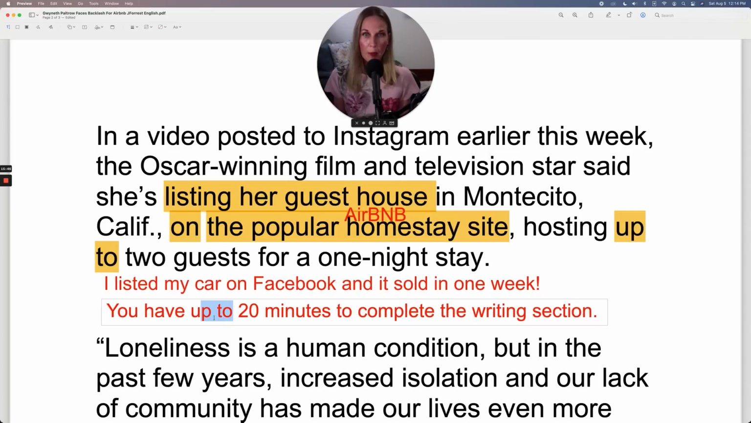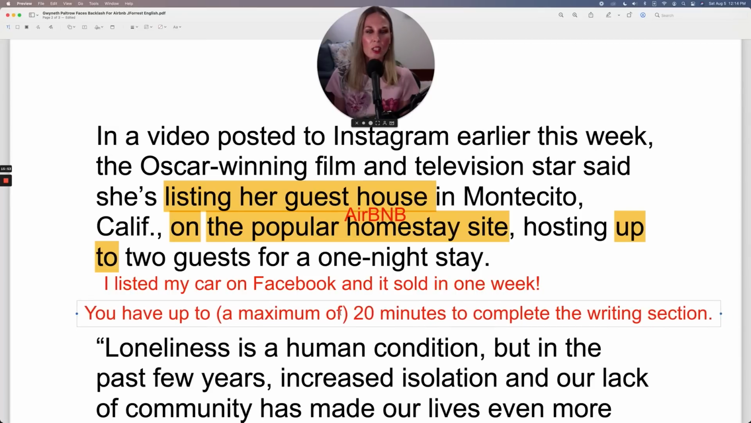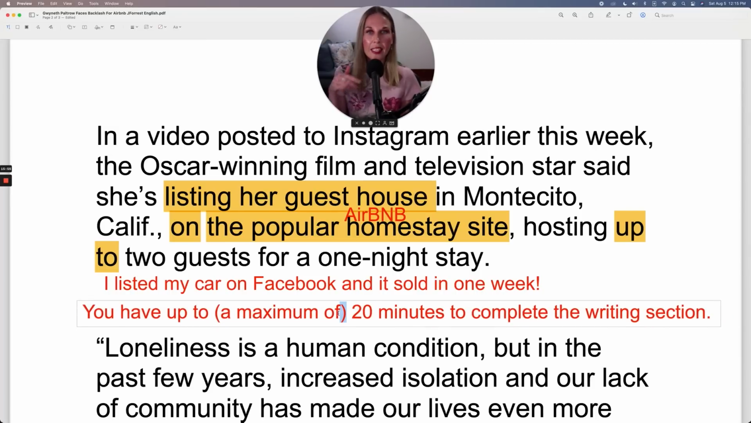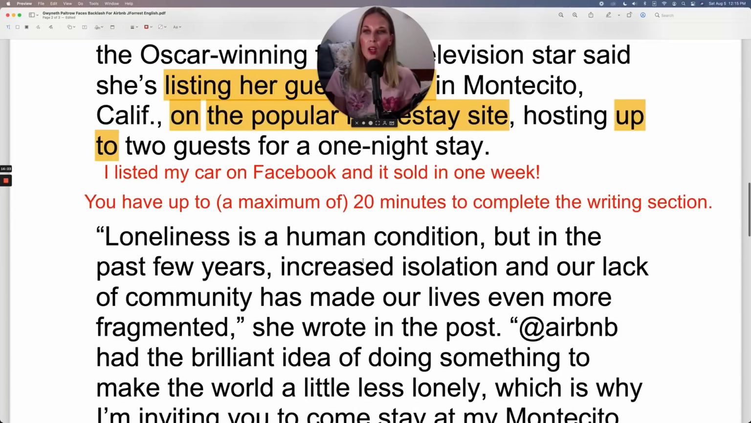Up to 20 minutes. This is a maximum of 20 minutes. A maximum of is the more formal way. So honestly, in the instructions for a test, most likely it will say a maximum of, because this is the more formal way. And just an alternative, perhaps more casual way is you can say up to. You have up to 20 minutes. So this house will host up to 2 guests, a maximum of 2 guests for a 1-night stay.